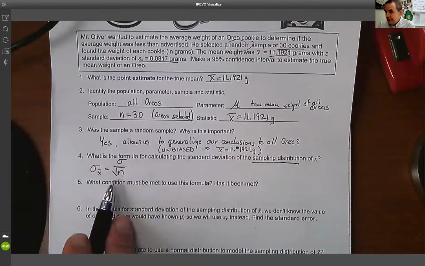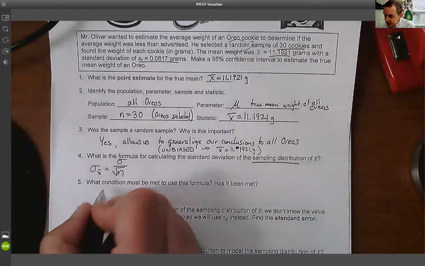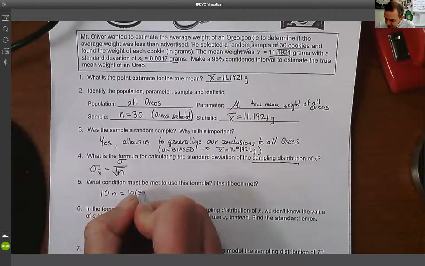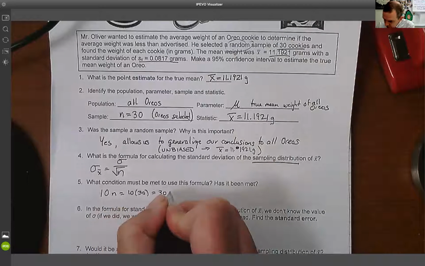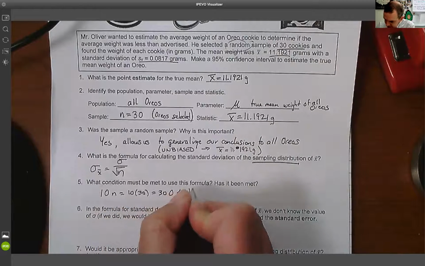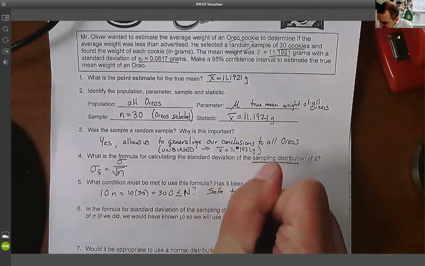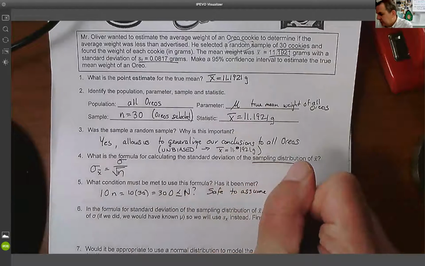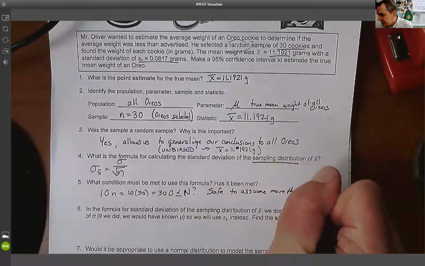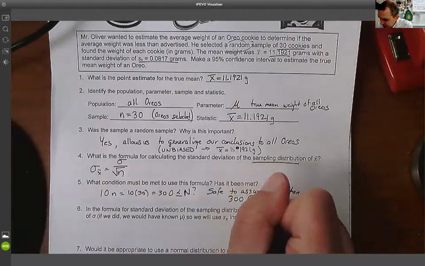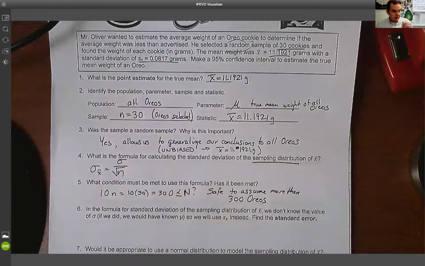Now, let's go ahead and see what we're going to do. So again, we're going to do the 10n check here. 10 times 30 is 300. We're going to compare that to big N, and we're going to say that it's safe to assume there are more than 300 Oreos.